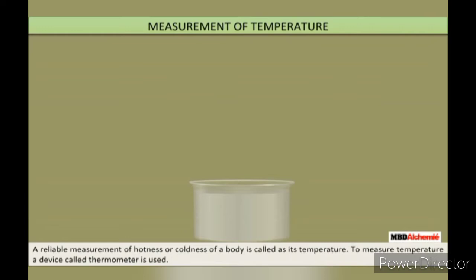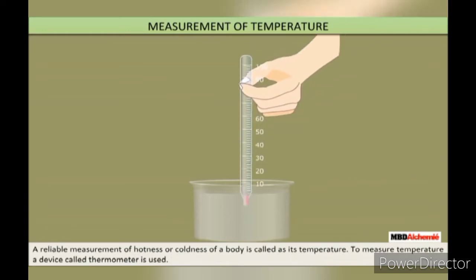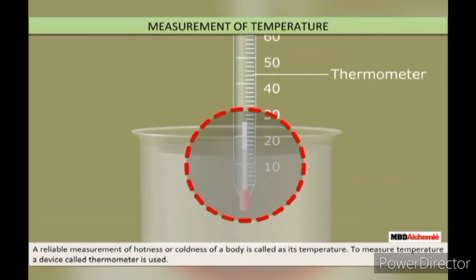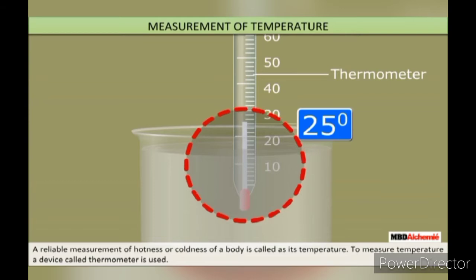Measurement of temperature. A reliable measurement of hotness or coldness of a body is called its temperature. To measure temperature, a device called a thermometer is used.